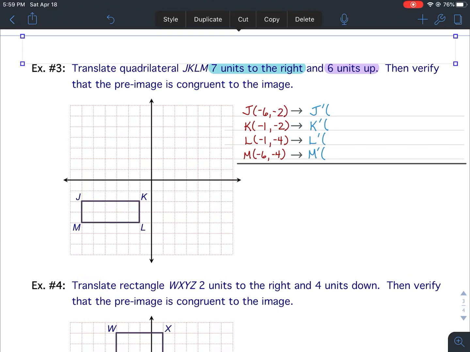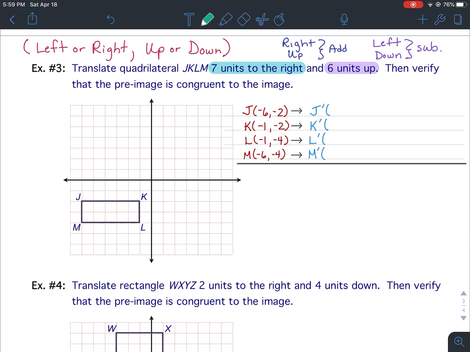So before we start example 3, I want you to look at this. So again, the x-coordinate is left or right, and the y-coordinate is up or down. So if you're asked to move to the right, or if you're asked to move up, you will add. If you are asked to move to the left, or if you're asked to move down, you will subtract. And it's very, very similar to your axes. If you think about your x-axis, to the right is positive and to the left is negative. So this is positive, this is negative. So to the right is addition, to the left is subtraction. For your y-axis, up is positive, down is negative. So going up you would add, going down you would subtract.